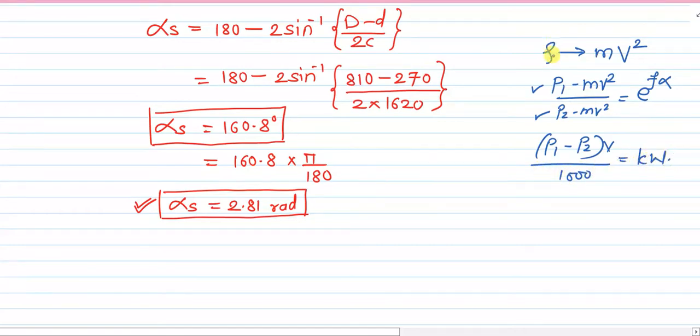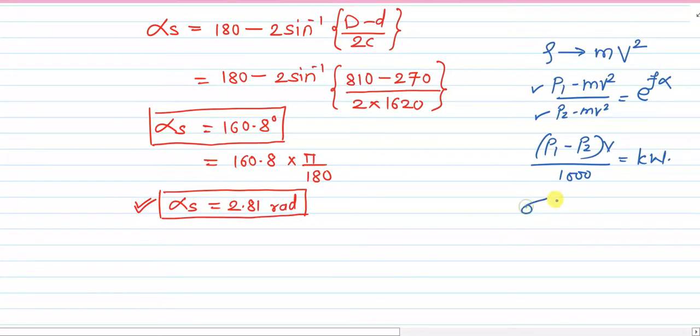So to determine P1 and P2, we can utilize these two equations, but there is one concern, that in this case again mass is not known to us. So we can use one more relation, that the maximum stress in the belt has been provided to us.